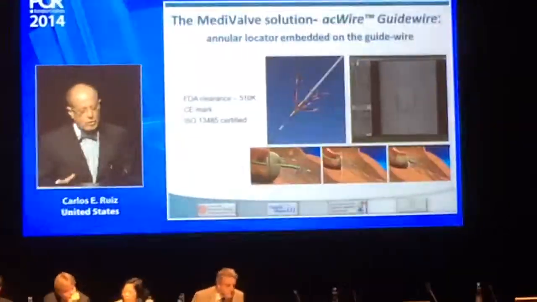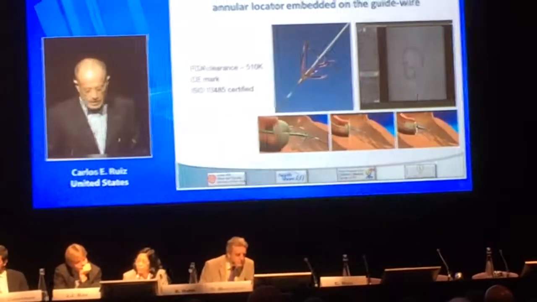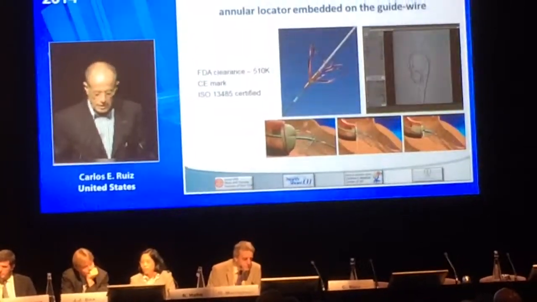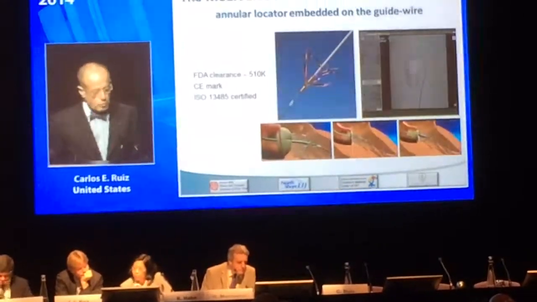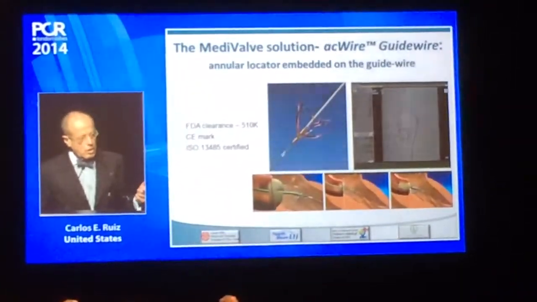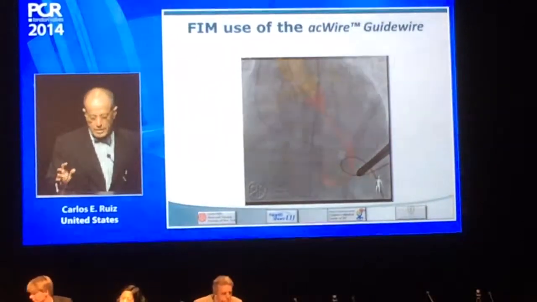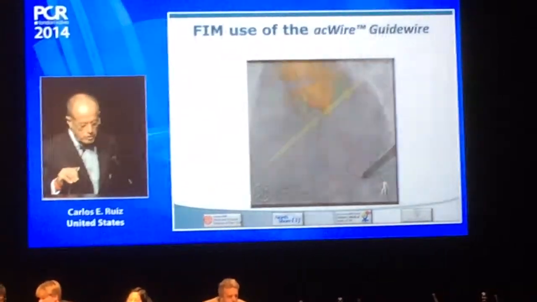And it's an analog locator that is embedded within the guide wire. And it has 3 markers that you can see on fluoroscopy, and you can pull and fix them underneath each of the commissures. And here is, we did the first in man about 4 weeks ago.